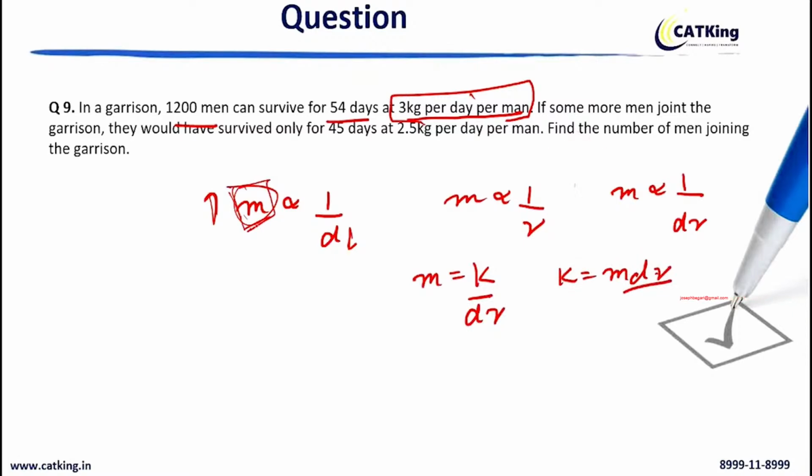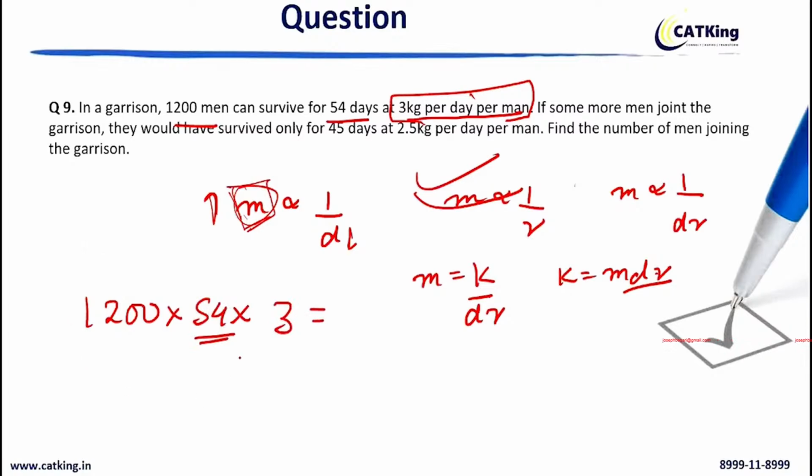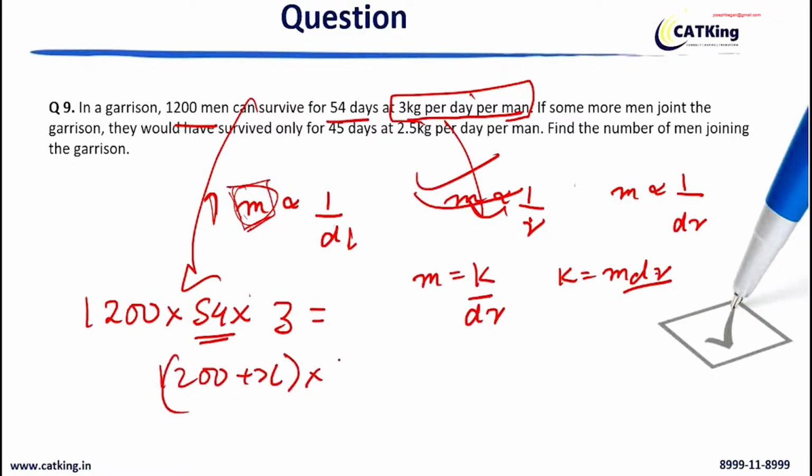You can also see it this way. This is one way of seeing this question. The other way is, 1200 men are there. They are there for 54 days and they are consuming 3 kg per day. This is the total quantity that they have. Similarly, this is the same. You can use the proportionality concept here or common logic. So if some men joined, the men became 1200 plus x, right? They survived only for 45 days at 2.5 kg per day. Now you can easily solve this, which is the same. You can see MDR equals K, MDR equals M1 D1 R1 equals M2 D2 R2. Both are the same thing.